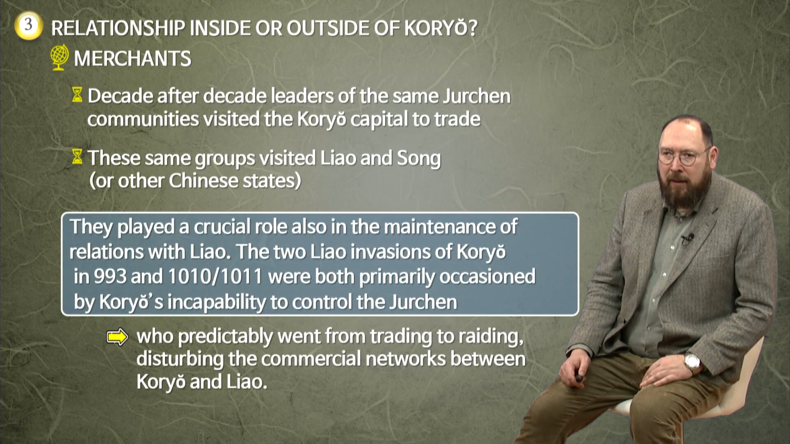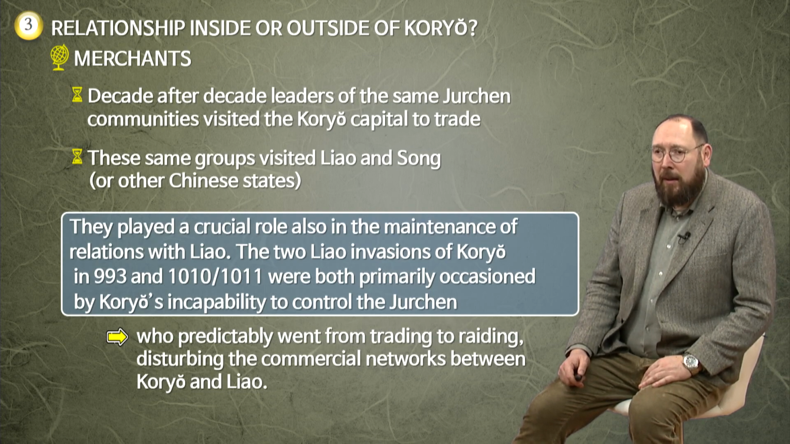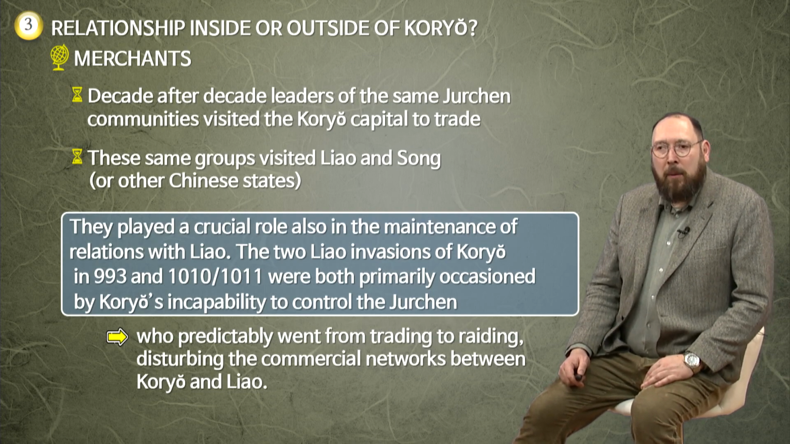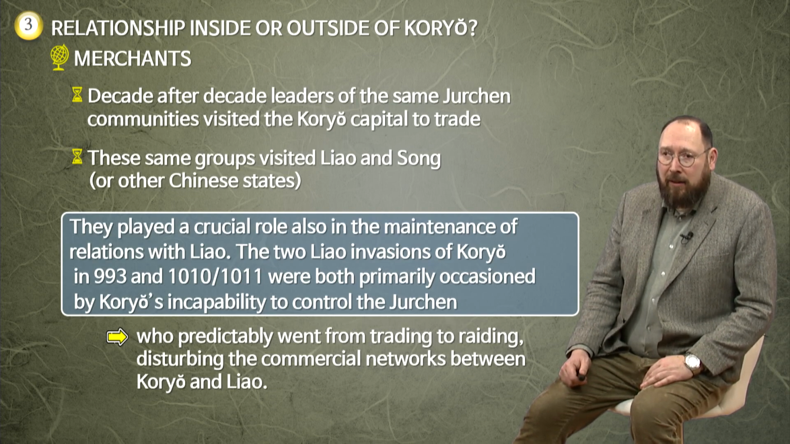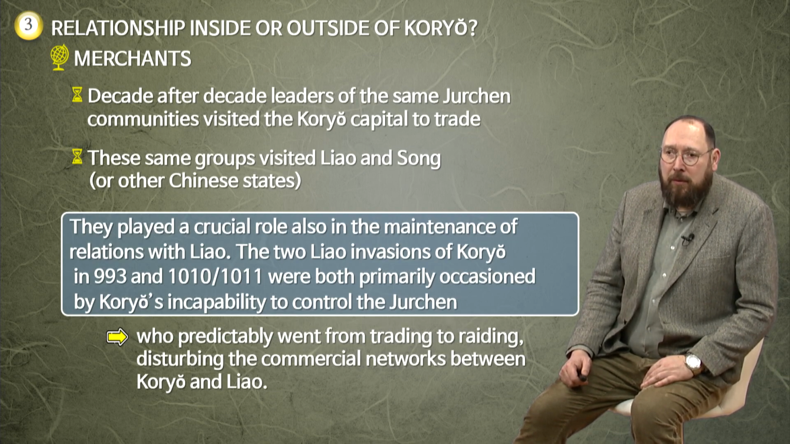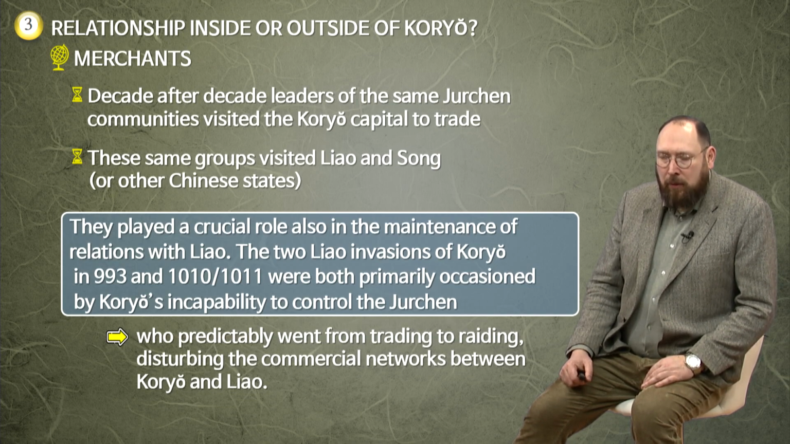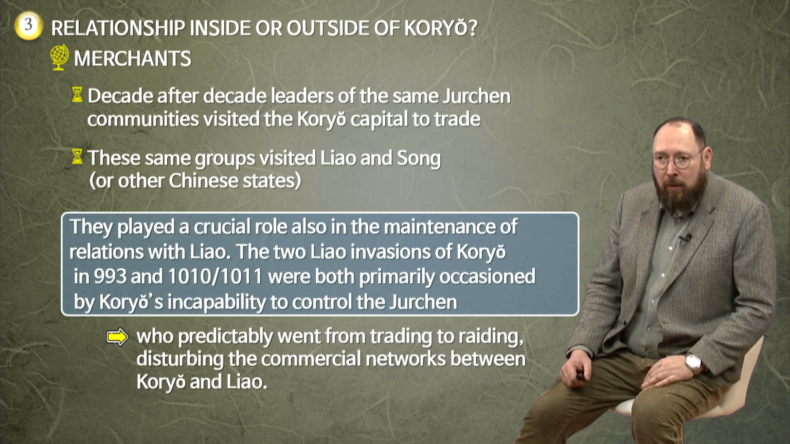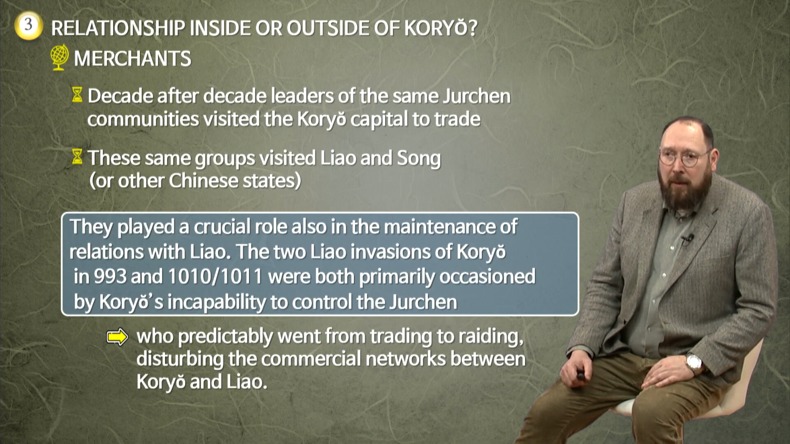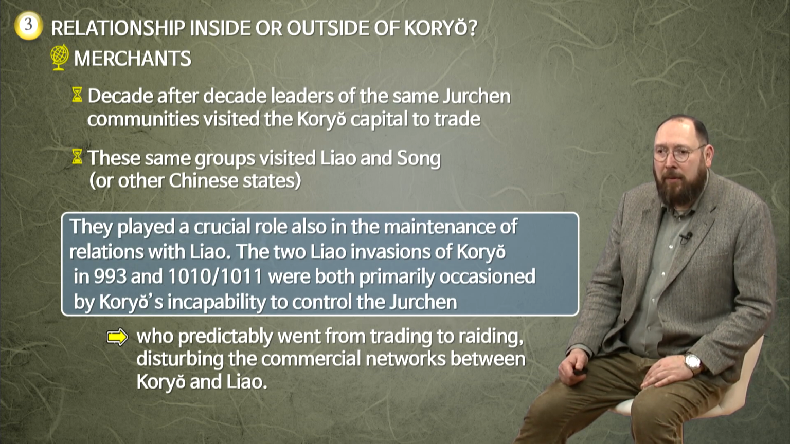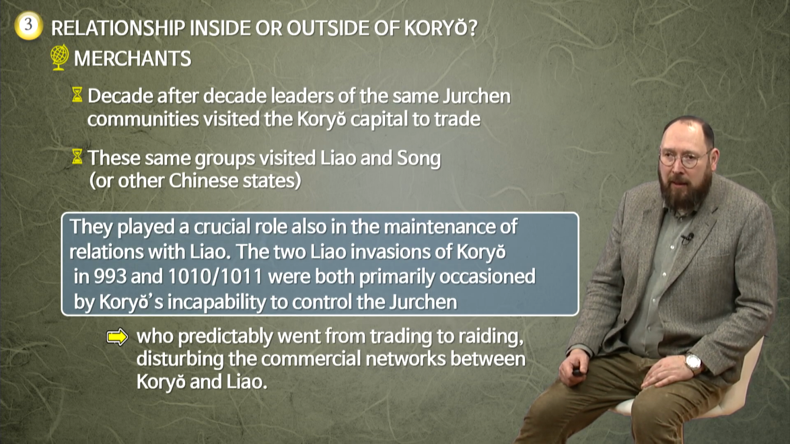The second category of activities is also an activity for which they were well known. They were merchants. So decade after decade, leaders of the same Jurchen communities, this is important, visited the Koryo capital to trade. They themselves had things to trade, but they also functioned as the groups or the merchants who would buy things in Koryo and take it to, for example, Liao, or take it to the Chinese Song dynasty. The Song state had been founded in 960. So from 960 onwards, you see that the Jurchen play a very important role of middleman, really, between Koryo and Liao and Koryo and Song.